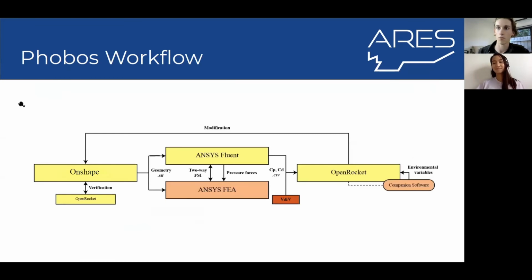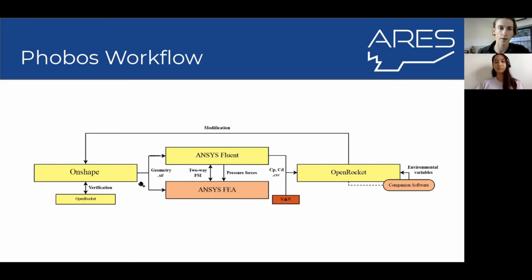Now, this is the overall workflow of the Phobos project. So this is how we're going to be using all these different softwares together. What we're going to do is we're going to model in OpenRocket first of all, and use the info that Anne was mentioning to see, is this going to be a stable flight? And then we'll start building a 3D model in Onshape. And yeah, these two will sort of go back and forth between each other.